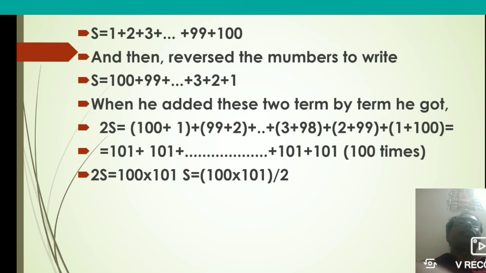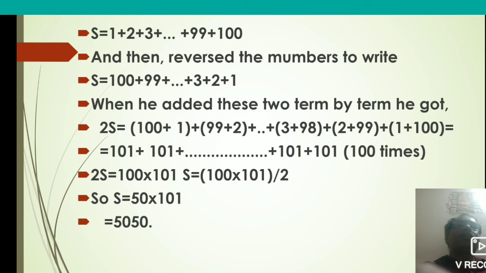Next, s plus s, that is 2s, is equal to 100 into 101. Then s is equal to 100 into 101 by 2. Simplifying by the 2 table, 2 ones are 2 and 2 fifties are 50, so s is equal to 50 into 101, then we get 5050. That is, the sum is 5050.